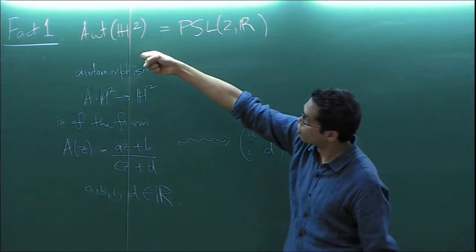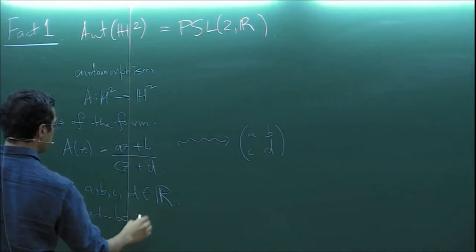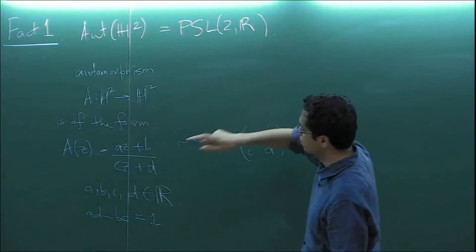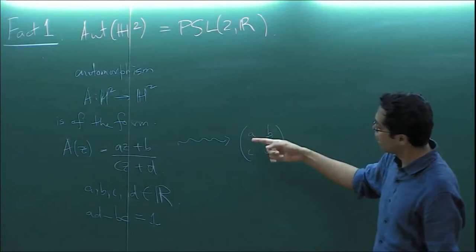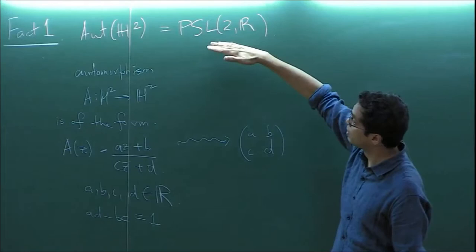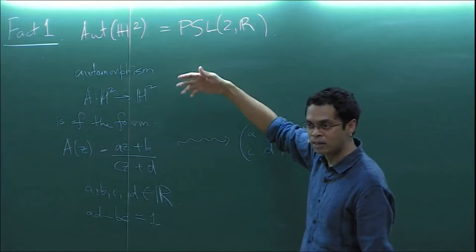In fact, you want them to be biholomorphisms, so you want these matrices to be invertible. So the determinant you want to be non-zero, but you can scale so that the determinant is one. The scaling contributes to this letter P here. If you replace a, b, c, d with 2a, 2b, 2c, 2d, then this ratio doesn't change, so it gives you the same map. So as a group, you have to projectivize. That's the relation between automorphisms and this group of matrices, and we'll come back to this again and again in these lectures.